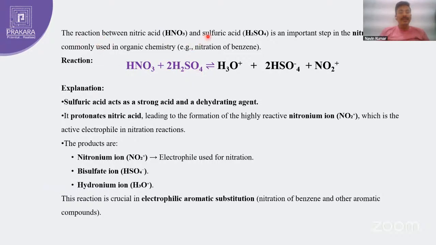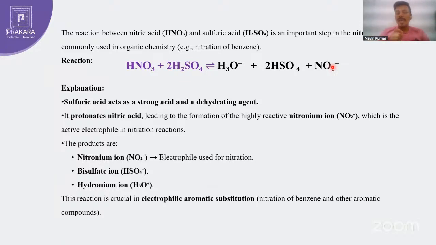Basically, it's a reaction between nitric acid and sulfuric acid, which is important in the nitration process. When we talk about the complete reaction, when 1 mole of nitric acid reacts with 2 moles of H2SO4, it gives H3O plus, 2 moles of HSO4 minus, plus NO2 plus. The important thing here is that NO2 plus is a nitronium ion. And this nitronium ion is going to replace one of the substituents in the electrophilic substitution reaction. So this is what I was talking about in the beginning of the class.